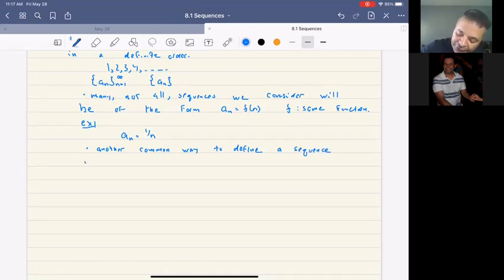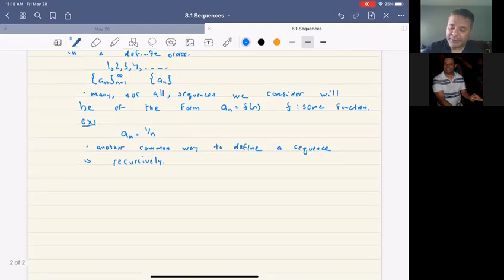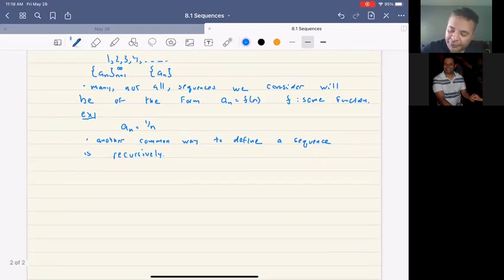is recursively. Okay, so an example here, that means that it sort of depends on the previous ones. And this is something very common that we do in math. So an example here is a famous one, which is called the Fibonacci sequence.